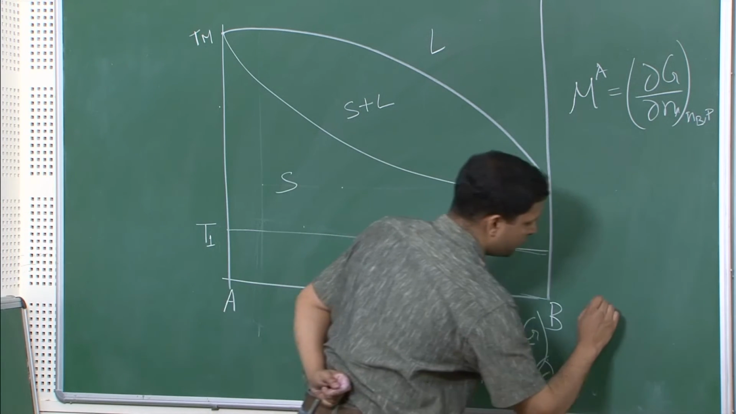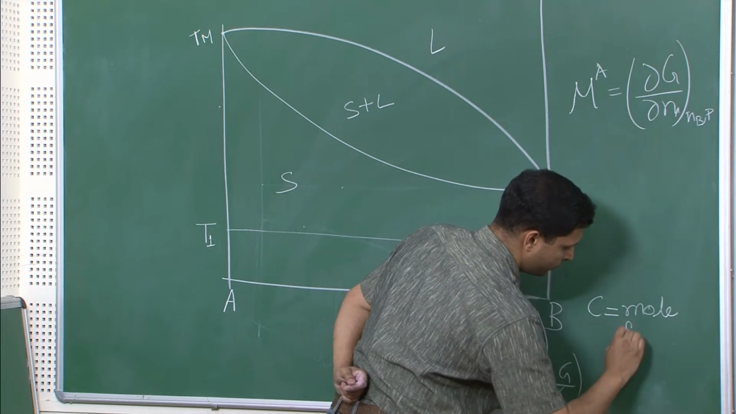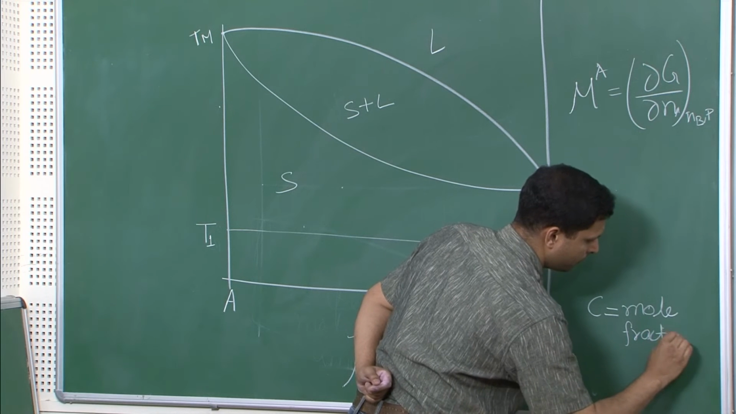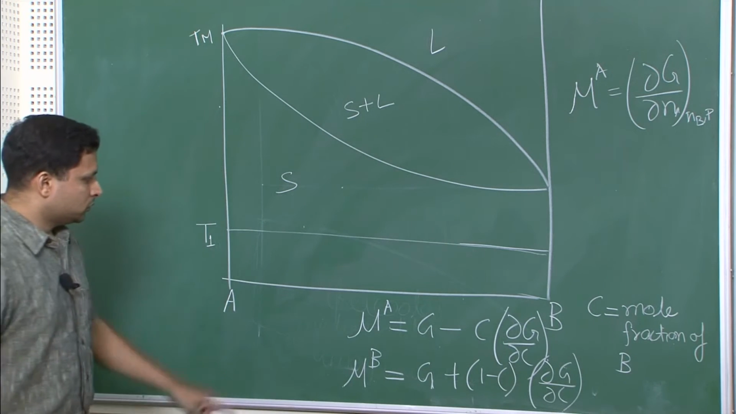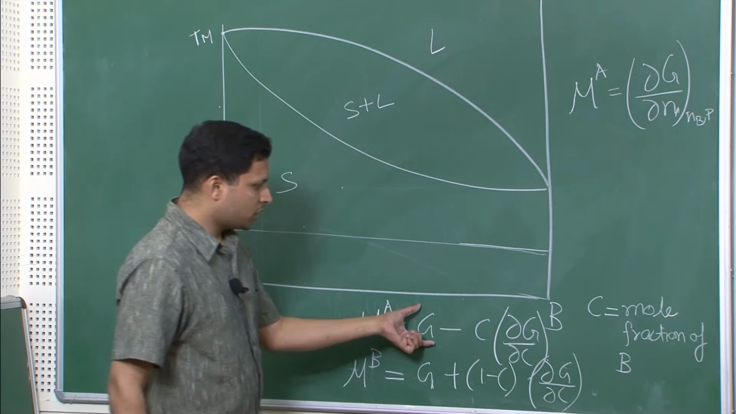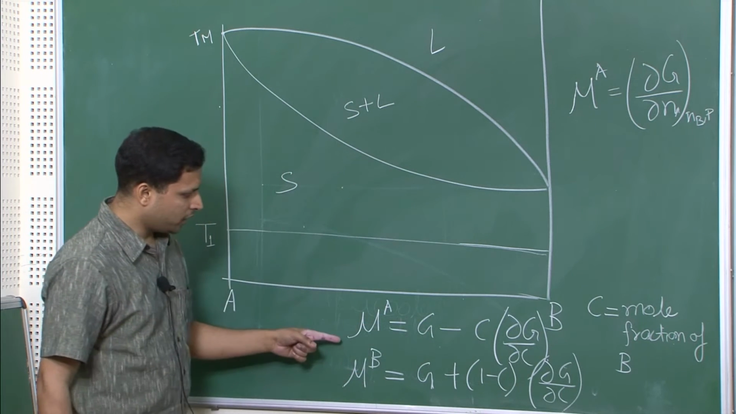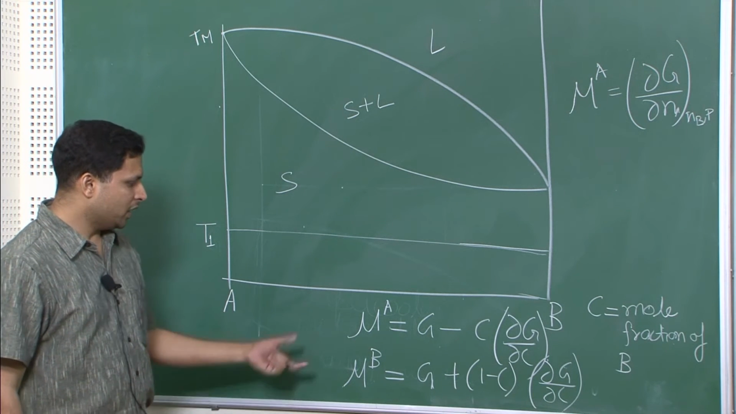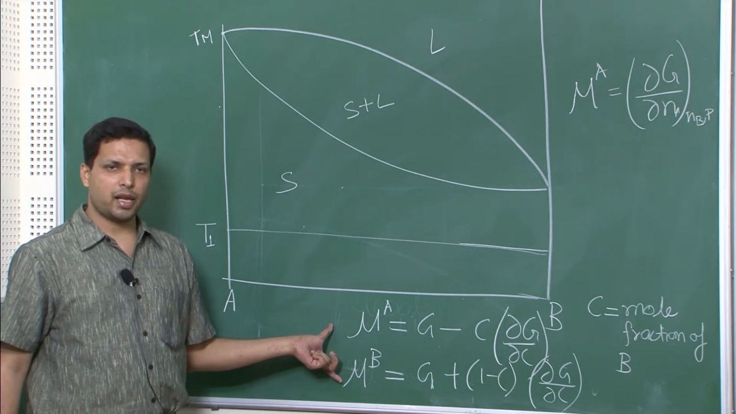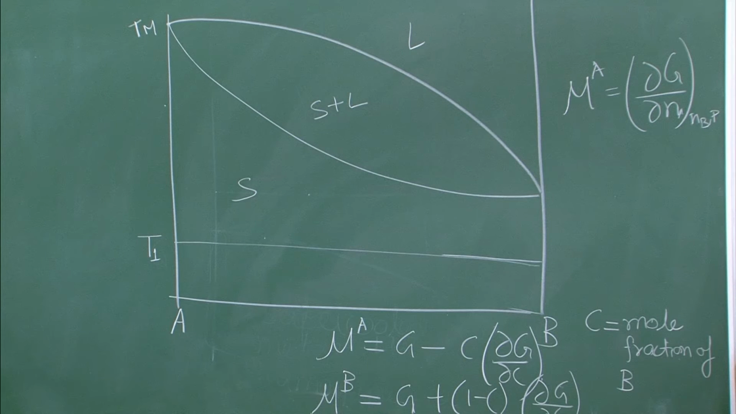Where C is the mole fraction of B. So, this is the chemical potential of A, this is the overall free energy of the system. So, both of them are related over here, and these are the two equations that we get for the chemical potential. Now if you look at these two equations, you would realize that what it is saying is that you can obtain the chemical potential for each of this system from the plot.